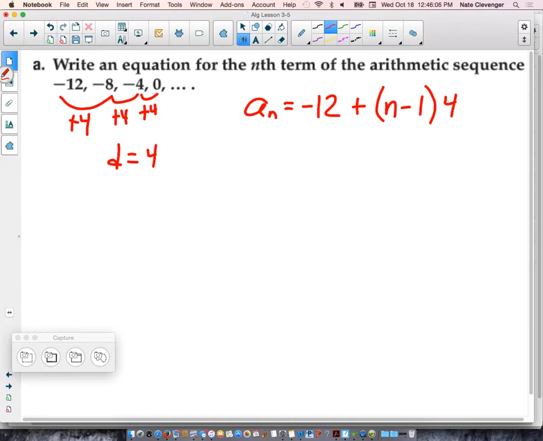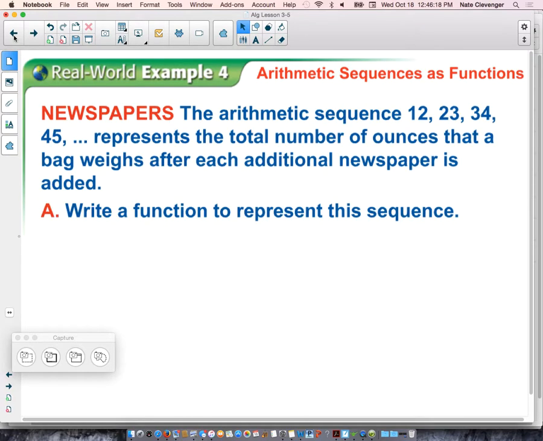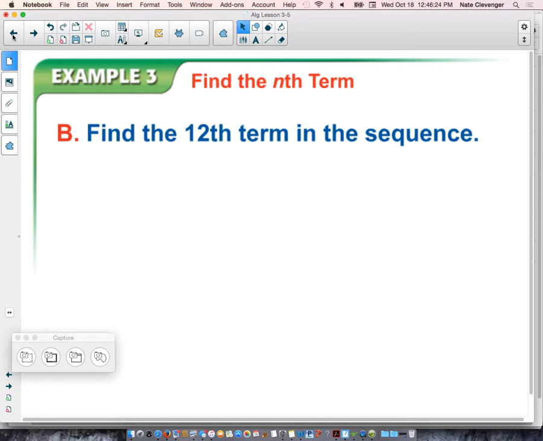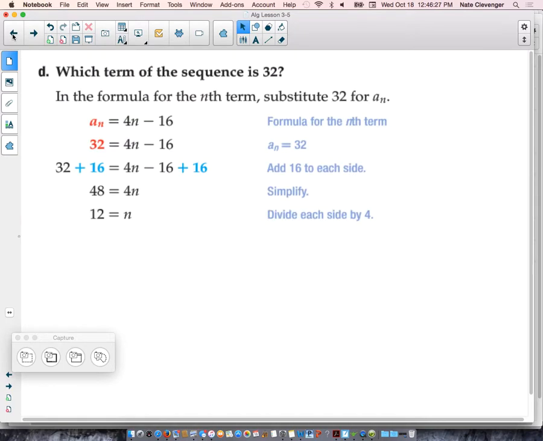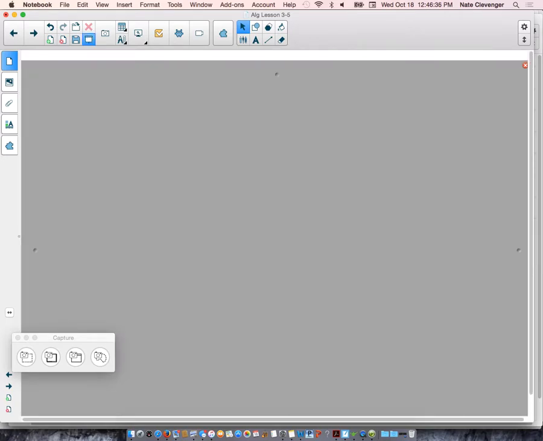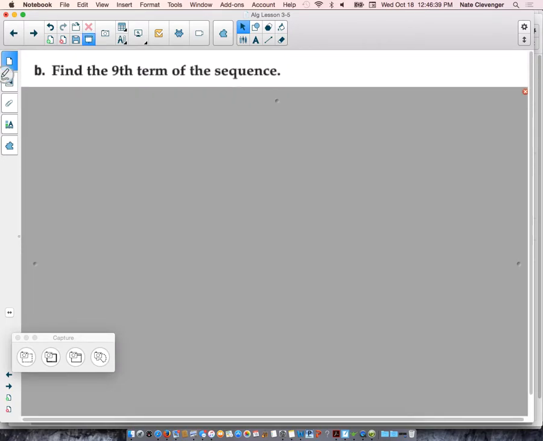Okay, now you just do your thing. Then, if they ask on part B for a specific term, such as, which term of the sequence is 32? That's a different one. There, ninth term. So let me rewrite my equation. A sub n in this situation was negative 12 plus n minus 1 times 4. That is the formula for the sequence.